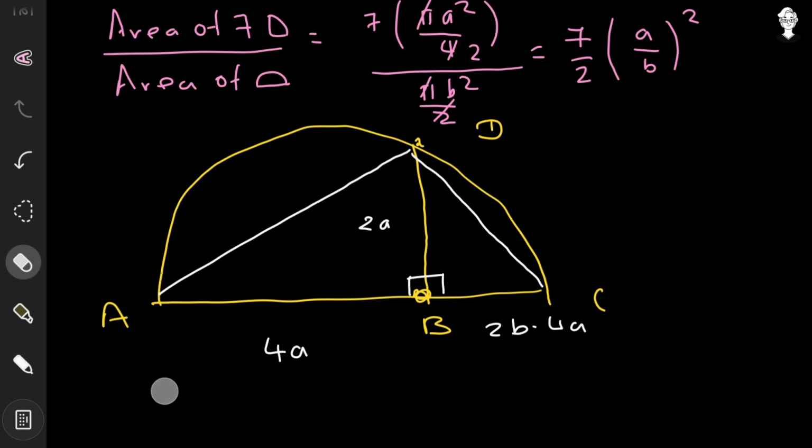Okay, now the remaining lengths are AD and DC. So what can you say about the length of AD? As this triangle is a right angle triangle, the side is 2 times A, the base is 4 times A. So by simple Pythagoras theorem, we will get that the hypotenuse is A times square root of 20.